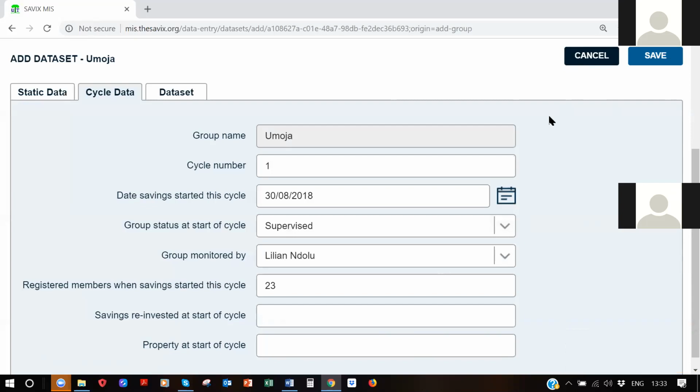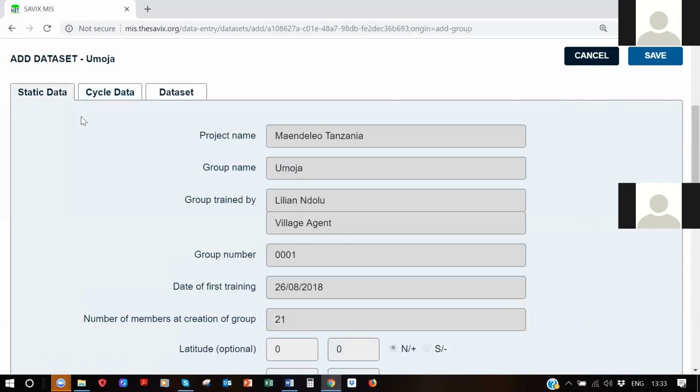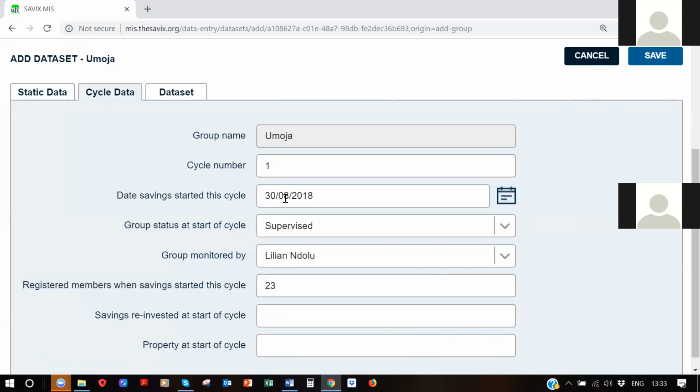Yes, I said when the group was first registered on the 26th of August, they had 21 members. Now we are the 30th of August, 2018, and all of a sudden I have written 23. Why have I written 23? What happened in the last 4 days between that meeting, the first meeting, and this meeting? Okay, from the day of the first training up to the day when the saving started, it means 2 members joined the group. Correct. Okay.